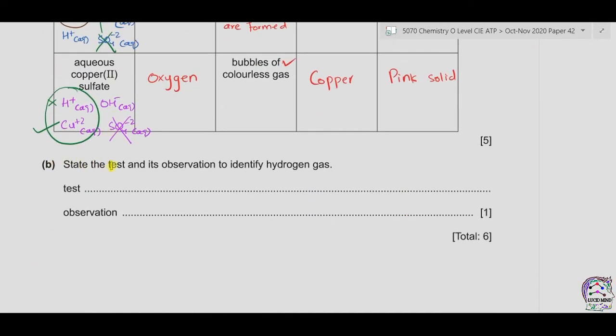Part B, state the test and its observation to identify hydrogen gas. Now the test is that we can place a lighted splint. And the observation is that it will extinguish with a pop sound.